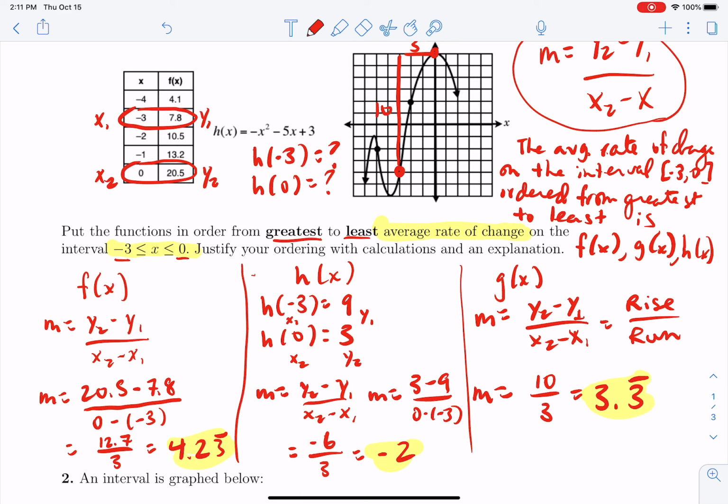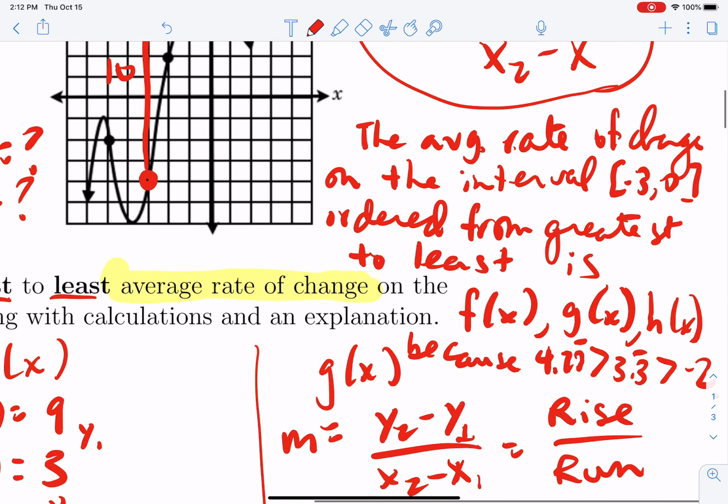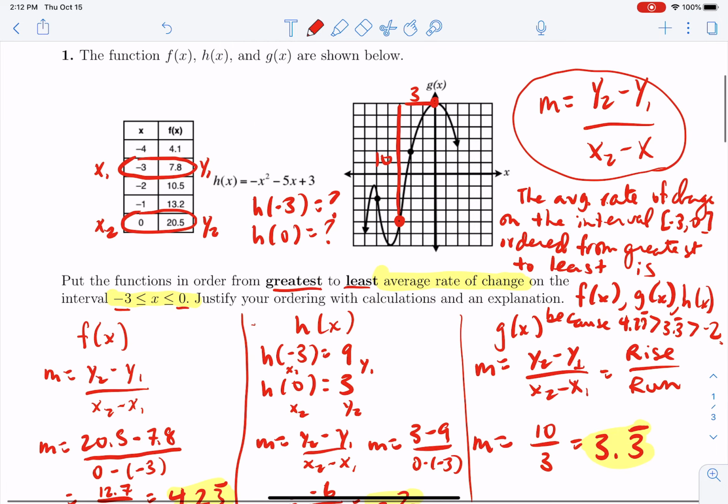And if you wanted to add an explanation sentence, we could say because 4.23 is greater than 3.3, which is greater than negative 2. So there's our explanation. If you need to zoom in, I guess we could zoom in on that. That got a little messy. All right, that's the do now.